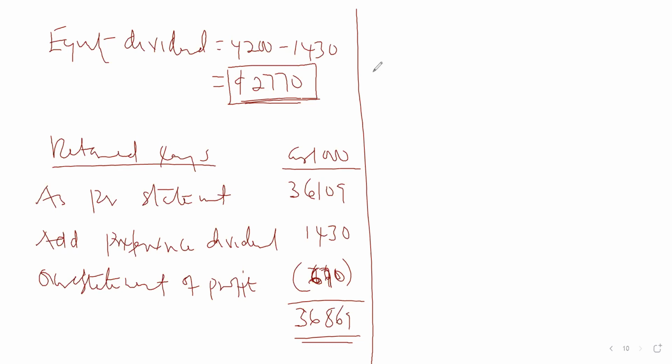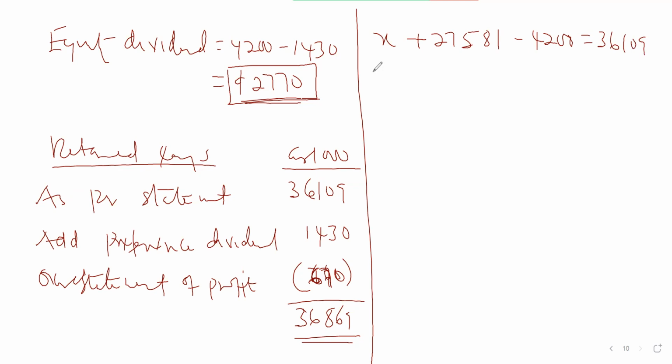Another way of doing it is that you try to find your opening retained earnings first. Then you add the profit for the year and subtract your ordinary dividends. Closing retained earnings is calculated as opening retained earnings plus the profit for the year, which was 27,581, isn't it? And they have subtracted a dividend of 4,200, and they have now gotten 36,109.